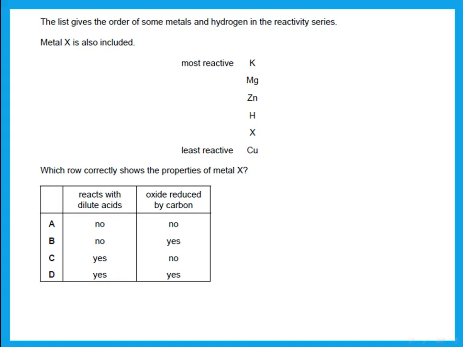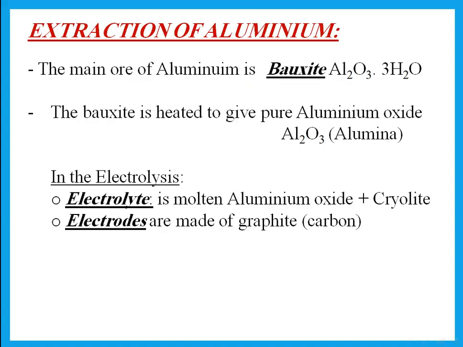Now, will the oxide of X be reduced by carbon? Well, where is carbon? You should remember that carbon is below magnesium but above zinc. So carbon is somewhere between magnesium and zinc. That means that carbon is more reactive than X. So will it reduce the oxide? Yes, if the carbon is more reactive than X, then the oxide of X will be reduced by carbon, so my answer is B.